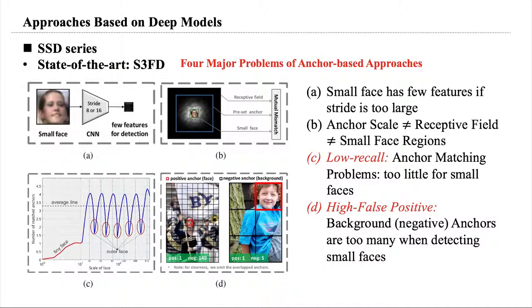To solve the original problem of SSD, some of the work tries to adjust the anchor matching strategy. One of the important works is S-FD, and it claims 4 problems of anchor-based approaches for face detection. The basic idea is that the anchors cannot perfectly match the set of faces, and it causes a low recall rate and a bad feature extraction process.